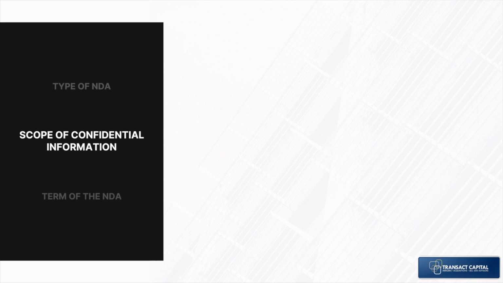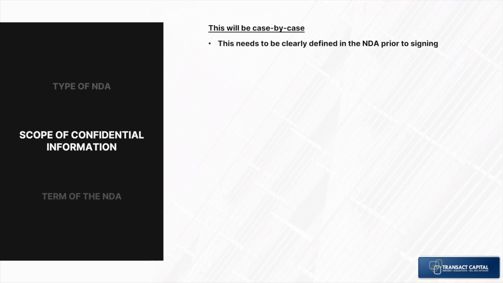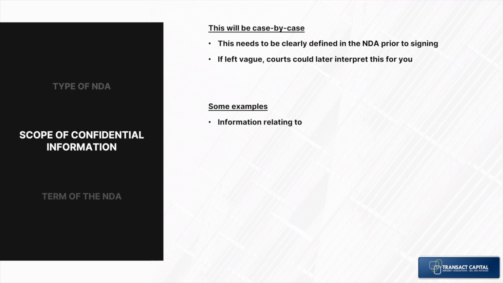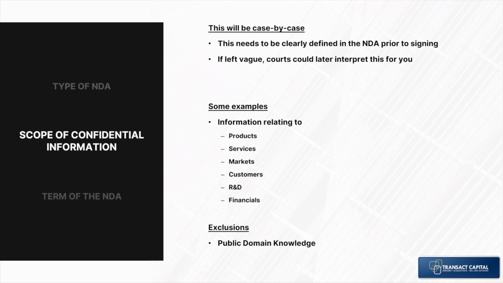As for the scope, this will really be determined on a case-by-case basis, but we will work with you to ensure your interests are best protected. Reason being, if left vague, courts could later interpret this for you if a trial were to occur. Some examples of what we could include in this section include confidential information on products, services, markets, customers, R&D, and financials. Some exclusions of information could be items already in the public domain or already in possession of the other party prior to the NDA being signed.